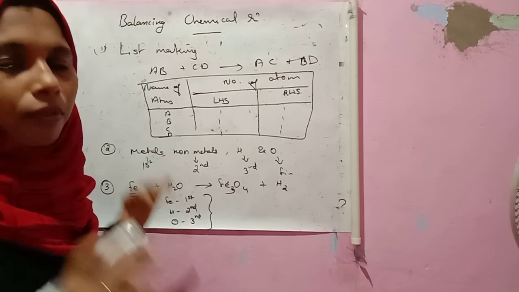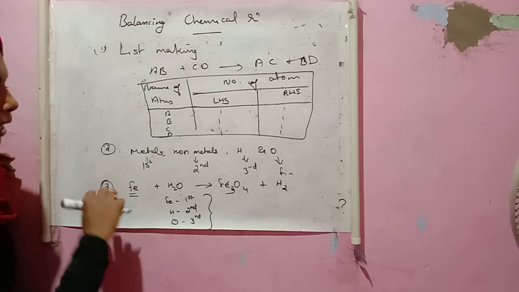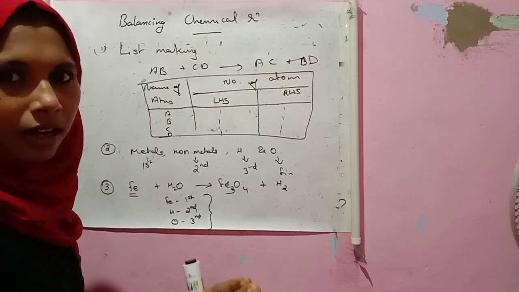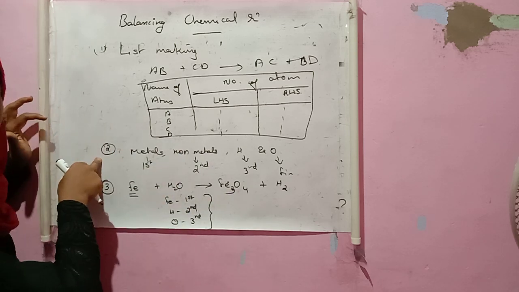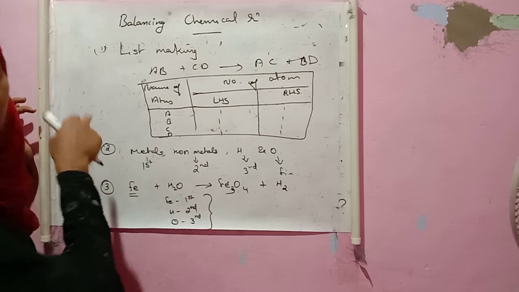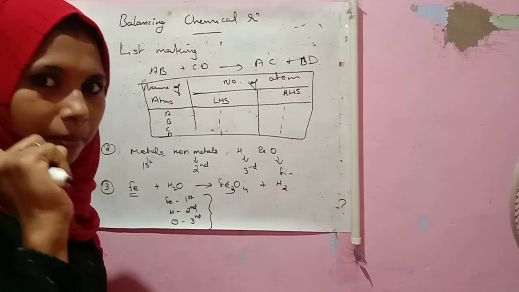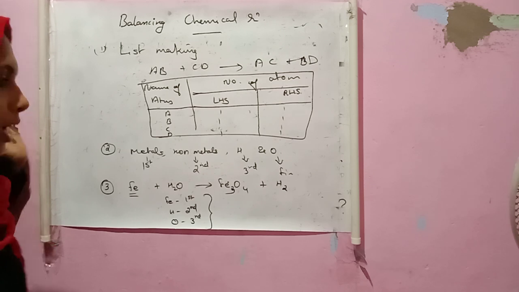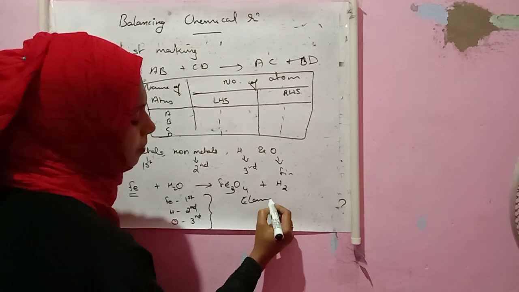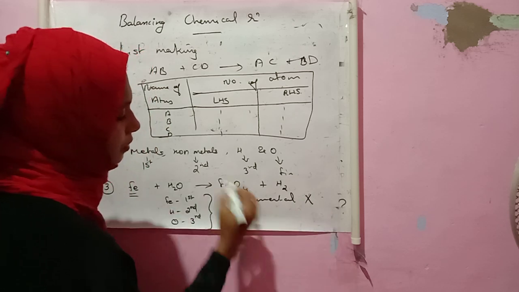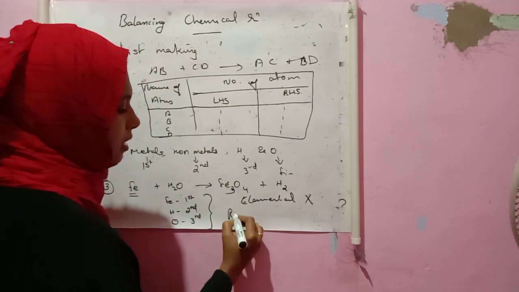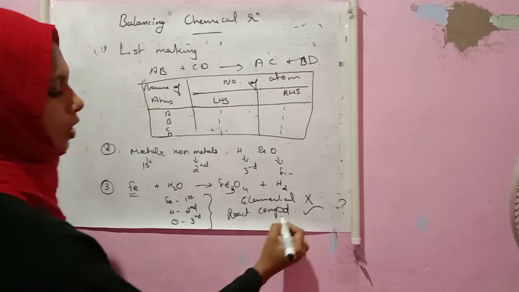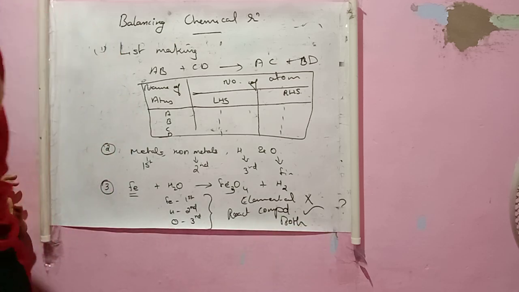So what is our rule? Suppose any one of the participants is in elemental form, then we change the second rule and start our balancing from the species which is in compound form on both sides. If it is in elemental form, we skip it and start from the species or reactant which is in compound form on both sides. So we start our balancing from that.